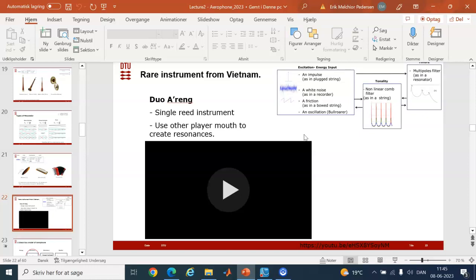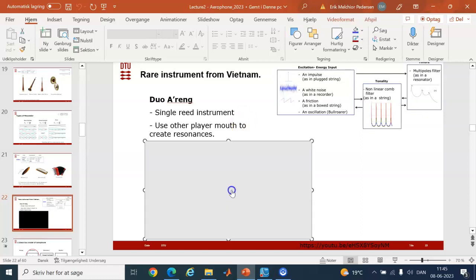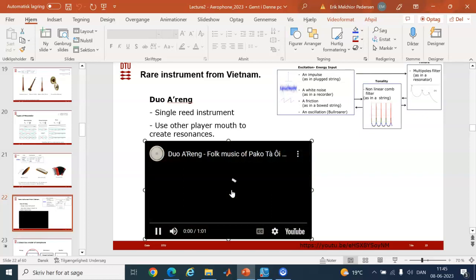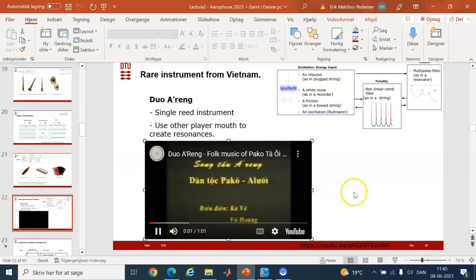Then there is a rare instrument from Vietnam. You can listen to it in the PowerPoint. It uses a single instrument, and the player's mouth to create resonances.